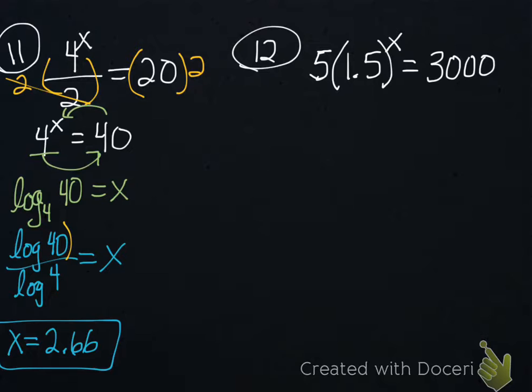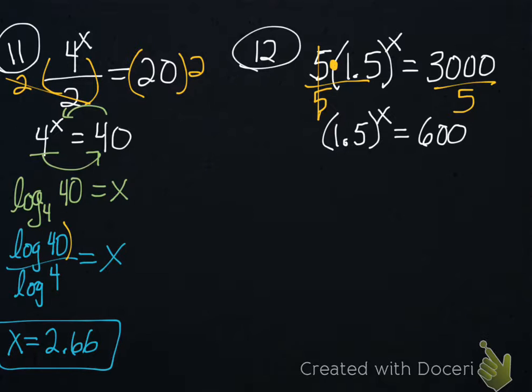Number 12. Is the exponential part by itself? No. I have to get rid of the 5 out front. Remember that 5 is multiplying, so we can't just subtract 5. We are going to divide by 5. So on the left, I have 1.5 to the x power. On the right, once we divide 3,000 by 5, we have 600.